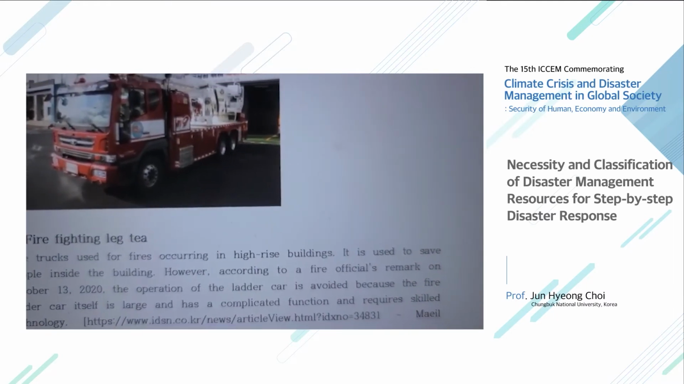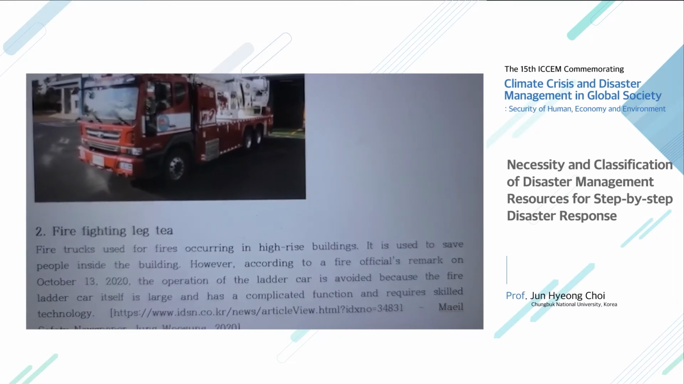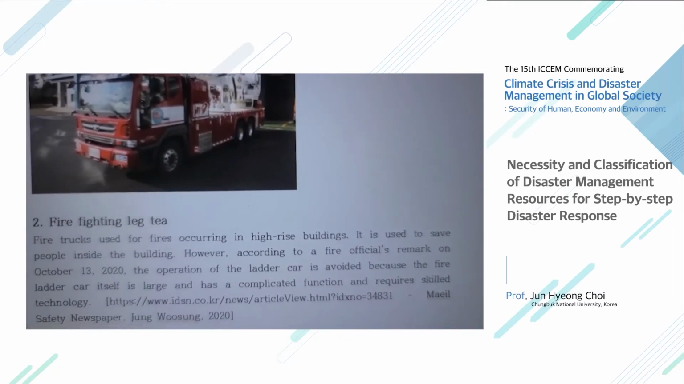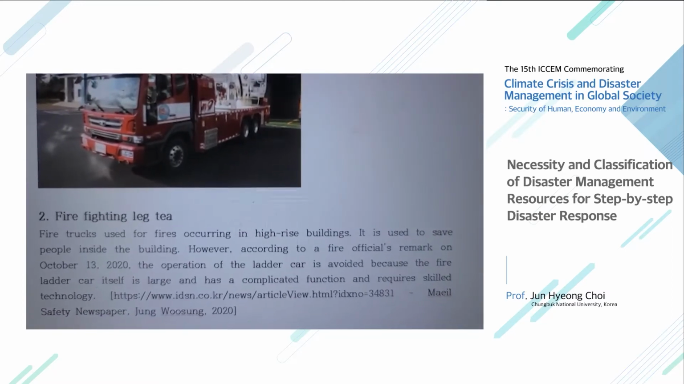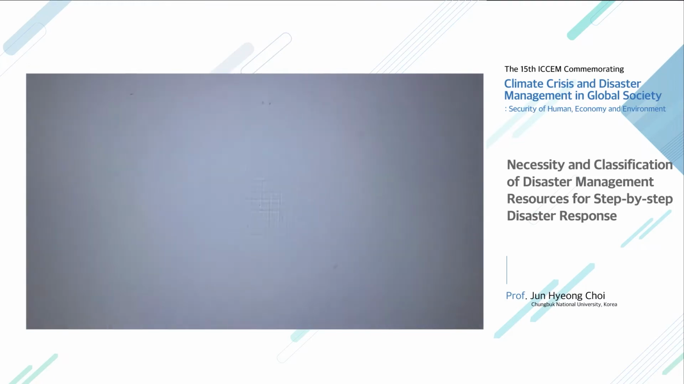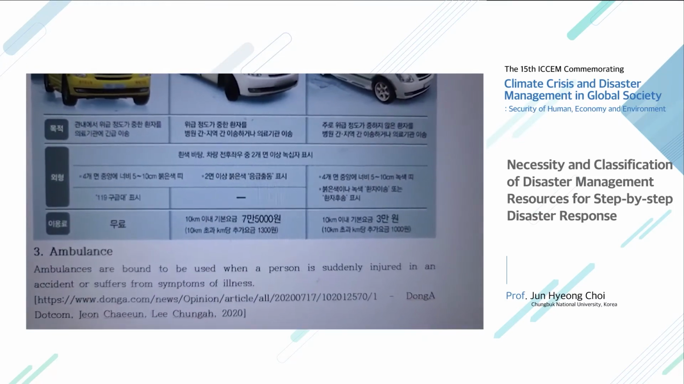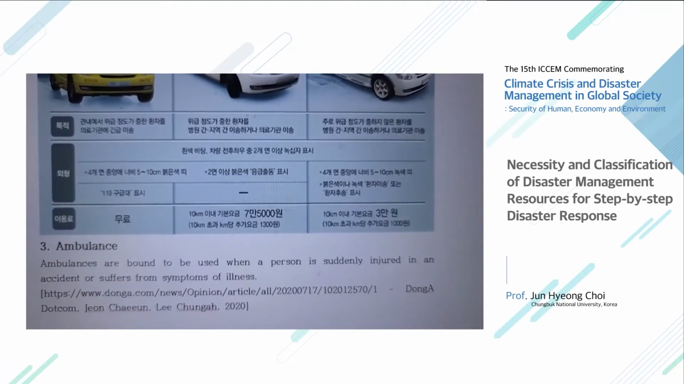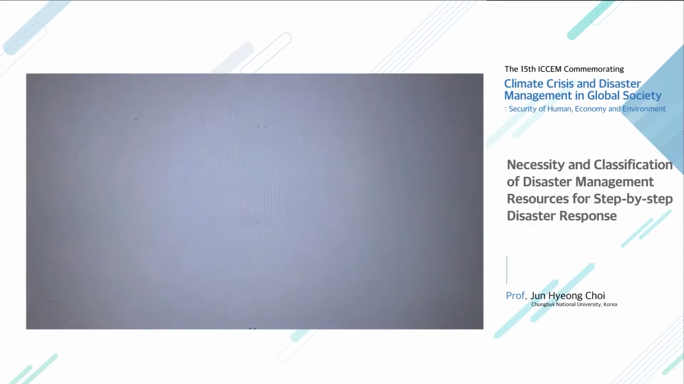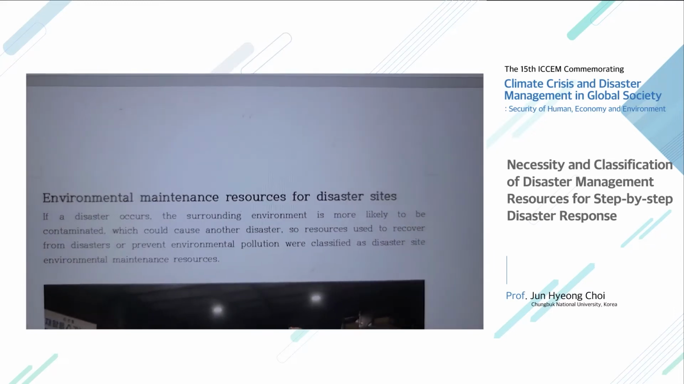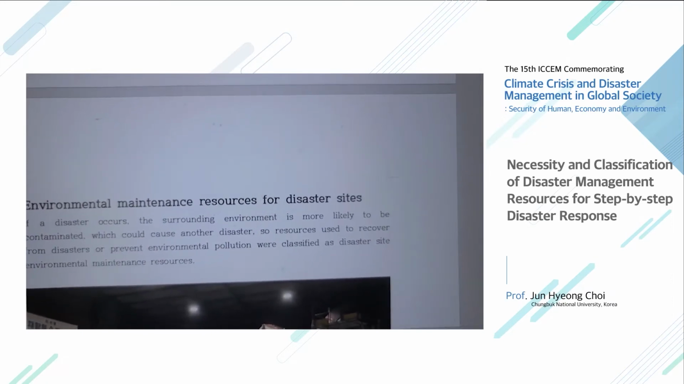However, according to a fire official's remark on October 13, 2020, the operation of the ladder car is avoided because the fire ladder car itself is large and complicated and requires skilled technology. Third is the ambulance, which is so famous. Ambulances are used when a person is suddenly injured in an accident or suffers from symptoms of illness. And the fourth is environmental maintenance resources for disaster sites.